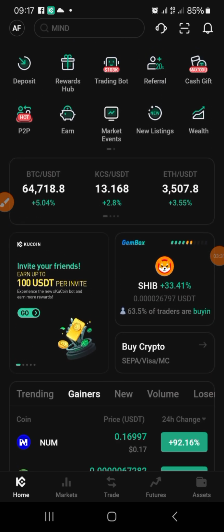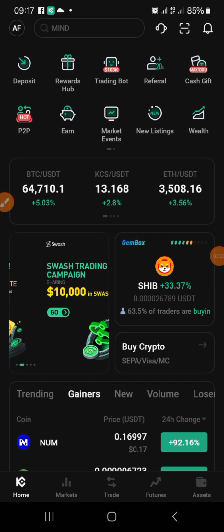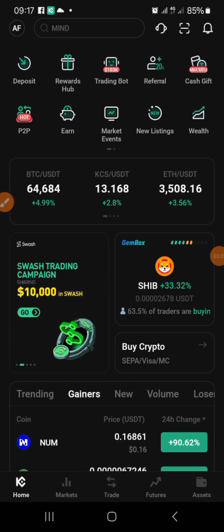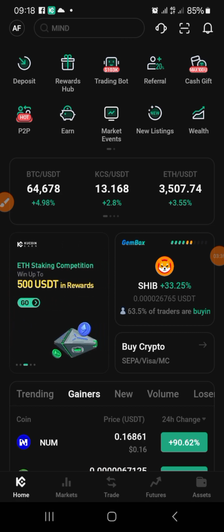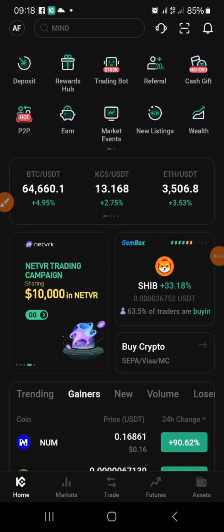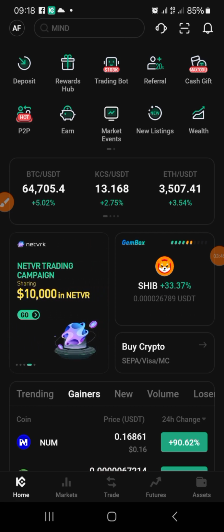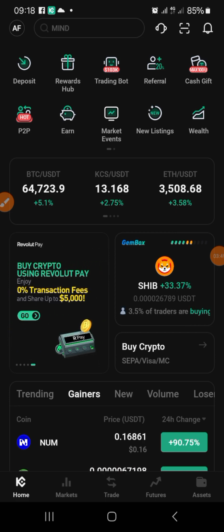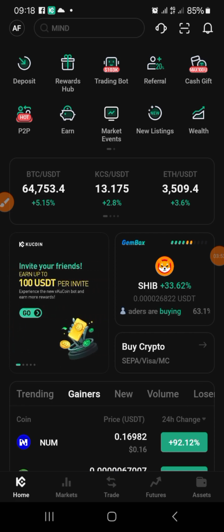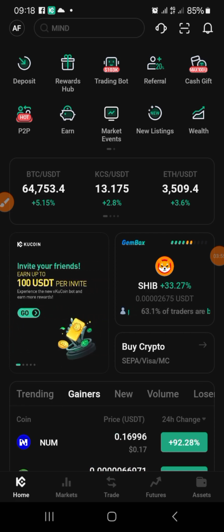Before we go to how to deposit, there are two types of exchange. Number one is the CEX, number two is the DEX. When we say CEX, we mean centralized exchange. So what do we mean by centralized exchange? We're talking about exchanges that have a central office where they operate.